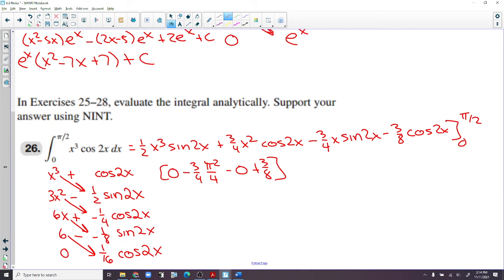Now, lots of stuff is going to be 0 here. Every time we plug in a 0, 0, 0, and 0, but not this one. Cosine of 0 is 1, so minus 3/8. So the final answer is 6/8, which is 3/4, 3/4 minus 3/4 pi squared over 4.